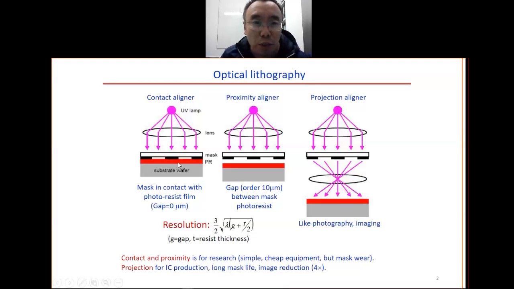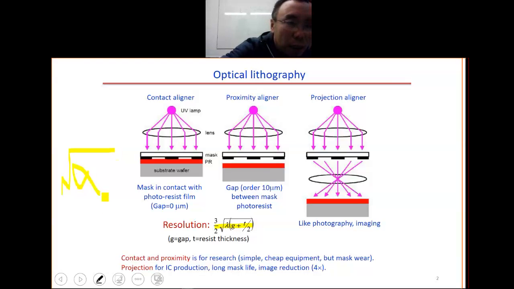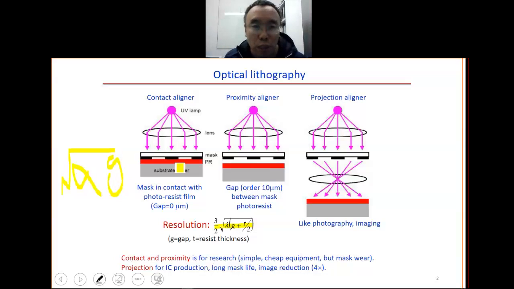To relax this problem, there can be a gap between the photomask and the resist. This is called a proximity aligner. This will reduce the damage to the mask, but the gap will reduce the resolution. As you have learned from the previous course, the resolution is given by this formula. For the case of a thin resist film, the resolution is roughly equal to the square root of the wavelength times the gap.